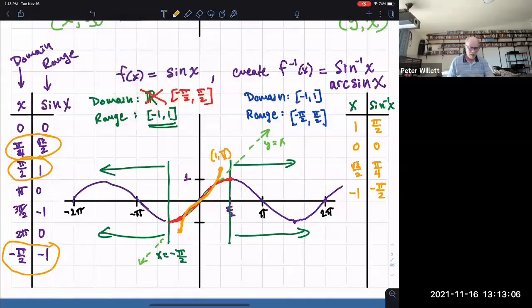So let's say, for example, that I input into the inverse sine function a different kind of value you would get, like 1/2.